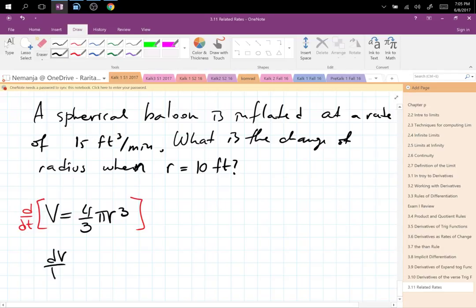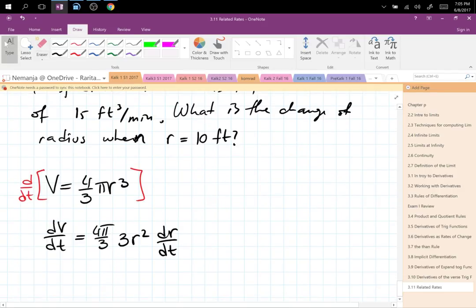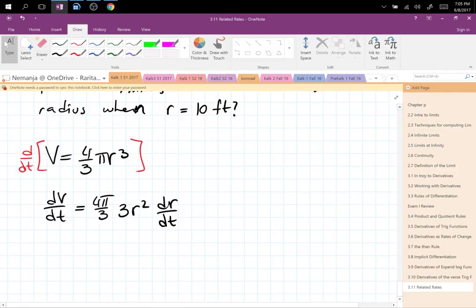So change in volume over change in time is equal to 4 pi over 3 and then 3r squared dr dt. Both volume and r are variables, so they get differentiated. Now these 3's cancel, and we have dV/dt is equal to 4 pi r squared dr/dt.